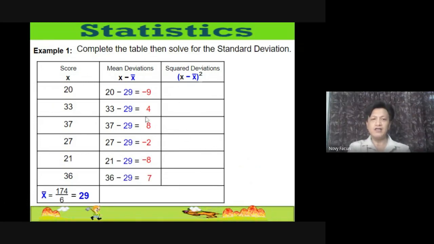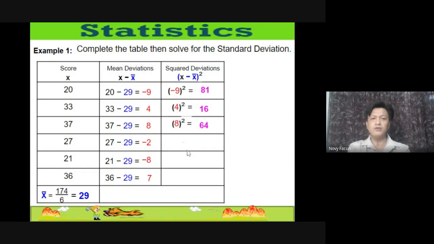Kapag nakompleto na natin yung mean deviation, we can now get the third column, which is the square deviation. Ibig sabihin yan, square lang natin dito. Multiply natin sa sarili niya, yung bawat isa dyan. Okay, therefore, that is negative 9 squared. Ibig sabihin, negative 9 times negative 9, that is positive 81. Kasi always positive kapag in-square mo. And then 4 squared, meaning to say 4 times 4, 16. Then 8 squared, that is 8 times 8, kaya 64 yon.